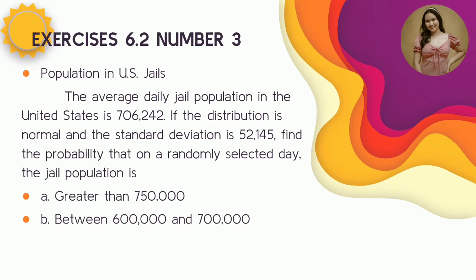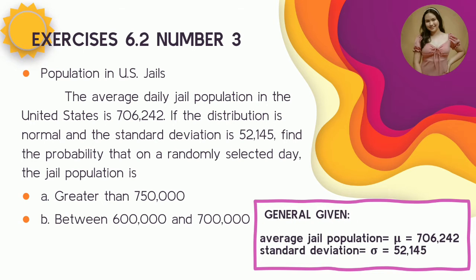This is our given problem. Population in U.S. jails. The average daily jail population in the United States is 706,242. If the distribution is normal and the standard deviation is 52,145, find the probability that on a randomly selected day, the jail population is A. greater than 750,000 and B. between 600,000 and 700,000.